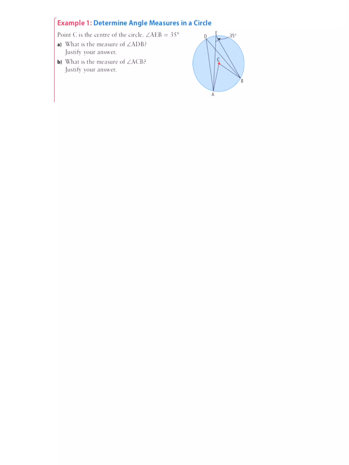So it says point C is the center of the circle, so we know that for sure. AEB is 35, and you can see they've labeled that for us here. All right, what is the measure of ADB? Justify your answer. And part B says, what is the measure of ACB? Justify your answer. Okay, so we look at this diagram here, and we're trying to find ADB.